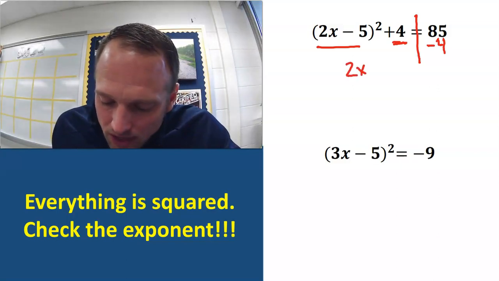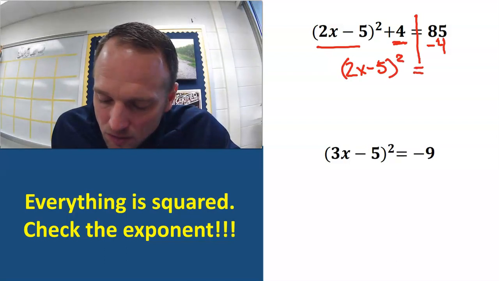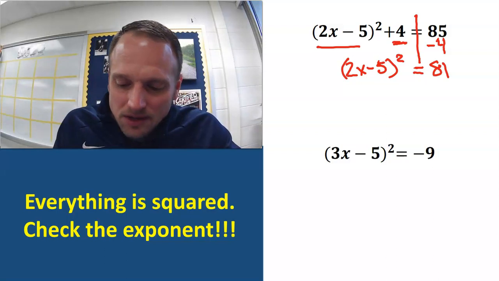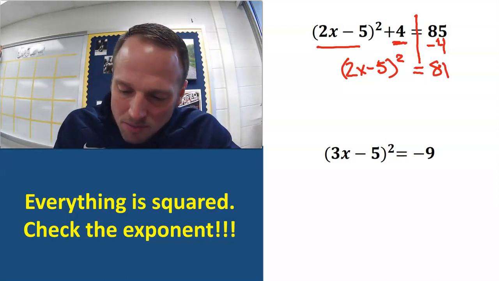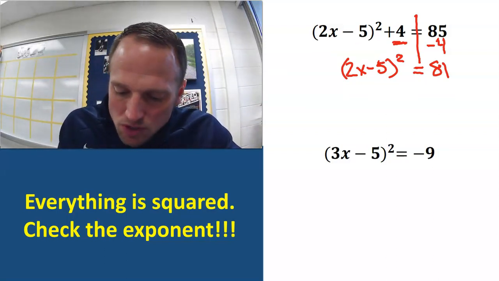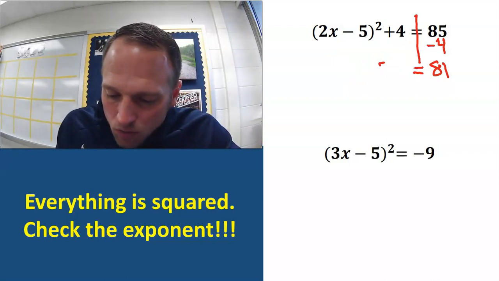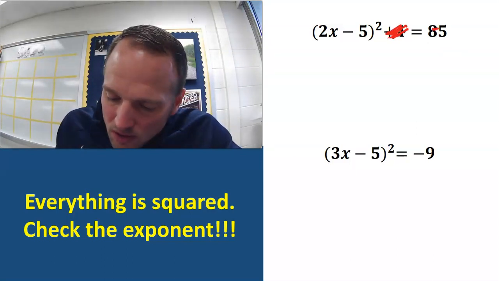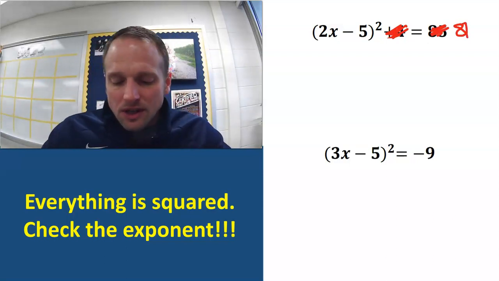So now I have 2x minus 5 squared is equal to 81. Okay, is it all right if I go back up and erase the top and just kind of change that up there? I think I'm going to, because we saw that when we subtract the 4 over, this just became an 81. Okay, now let's work from there just to save some space.